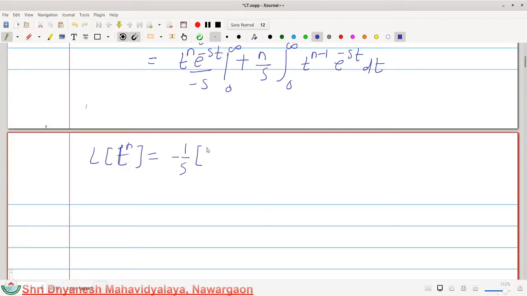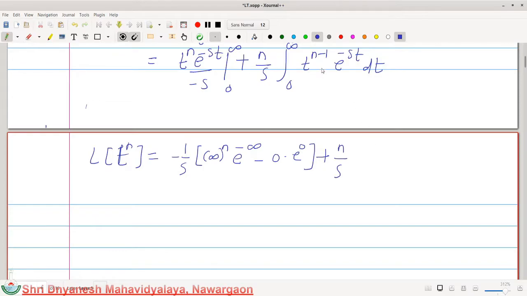Let me write this step in detail, but in the later examples I will do that directly. Okay, this is infinity to the power n e to the power minus infinity minus, what is the lower limit? 0. When you put here t is equals to 0, 0 power n is 0. Okay, so this is 0 into e to the power 0, bracket close. And what about this integration?